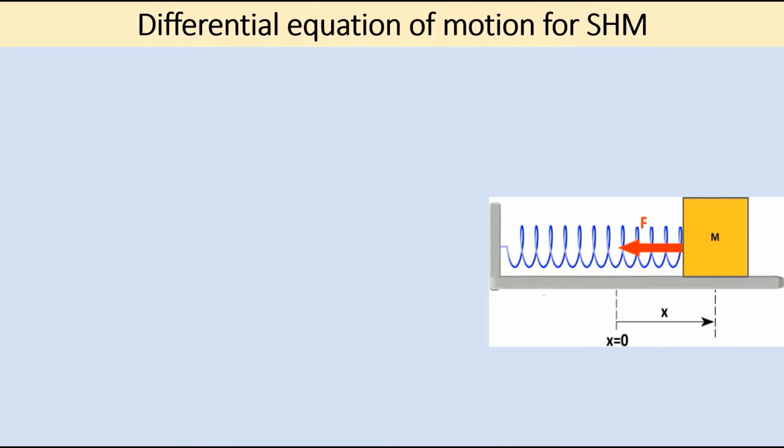So let us obtain the differential equation of motion for simple harmonic motion. Let us consider a spring of which one end is fixed to a rigid support and the other end is attached to a mass resting on a perfectly smooth horizontal surface. So the friction here is zero. If we pull this mass through a certain distance, on releasing it we find that it vibrates about the mean position.